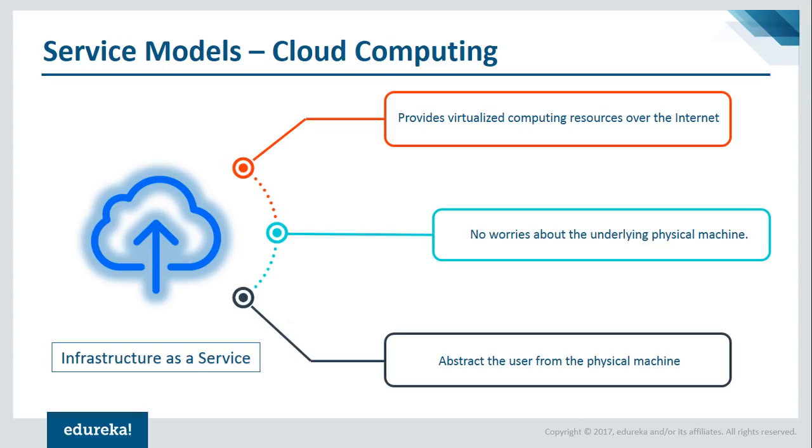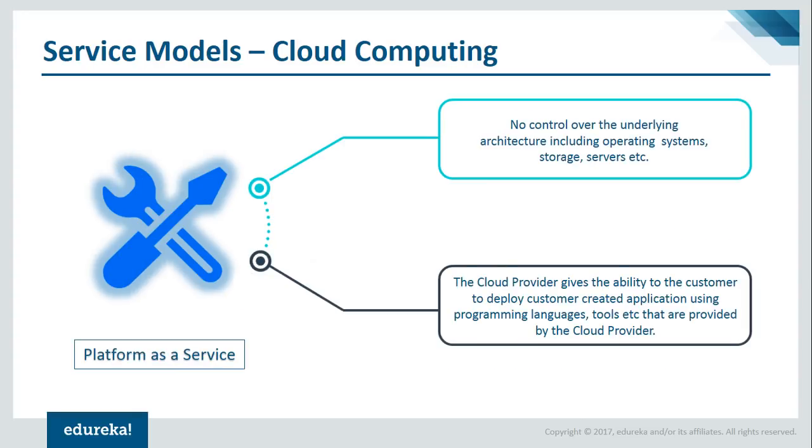So it provides virtualized computing resources over the internet. No worries about the underlying physical machine, because you don't have to manage the physical machine. All of that is managed by the cloud provider, and it abstracts the user from the physical machine. All right, so these are the points about infrastructure as a service. Then comes platform as a service. So in comparison to infrastructure as a service, where you were getting access to the operating system and you can do anything with the system, when you are using platform as a service, you don't get access to the operating system.